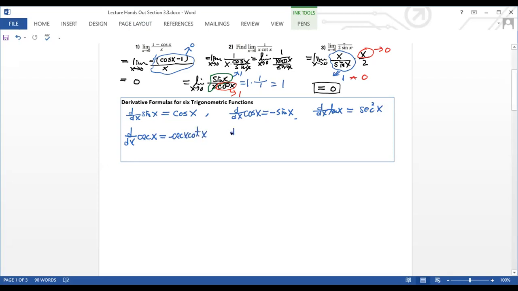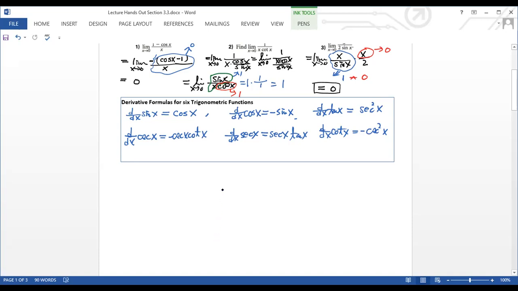Okay, so the same way here. This is d/dx of secant x. So the derivative of secant x will just be secant x tangent x. Okay, then the reciprocal of tangent is cotangent x, right? So the derivative of cotangent x is just equal to negative cosecant squared x here. Okay, so those are the six formulas.